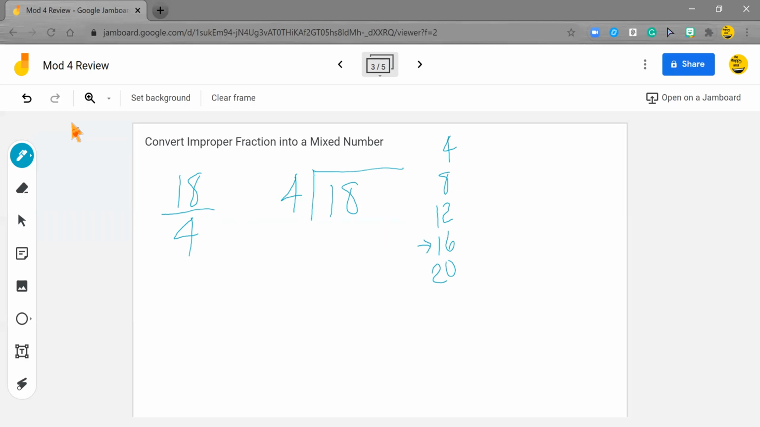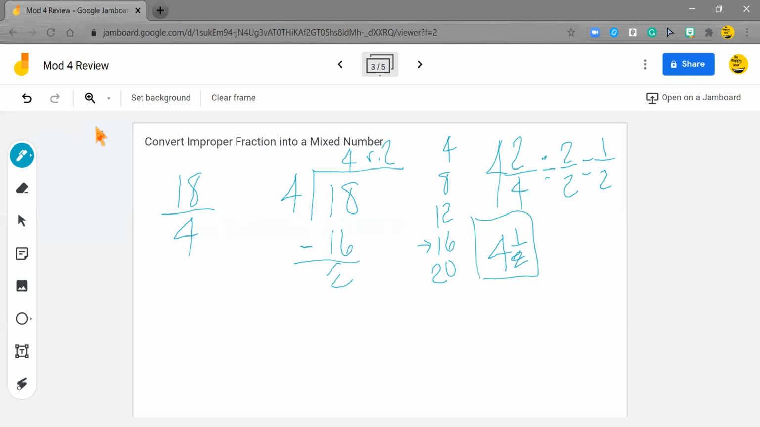I see I need this one. Now I count 1, 2, 3, 4. I have 4 here. I subtract the 16 and I get 2. So I have a remainder 2. So I have 4 and 2/4. And I see that the 2/4 I'm going to have to divide by 2, which gives us 1/2. So my final answer is 4 1/2.